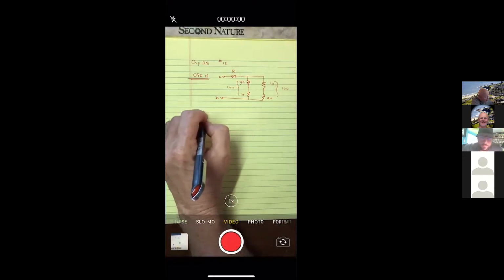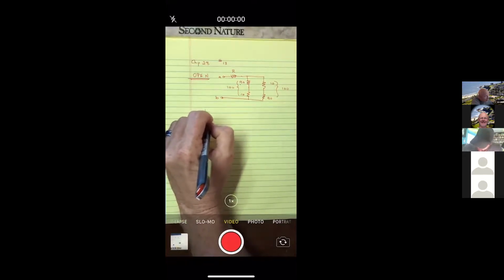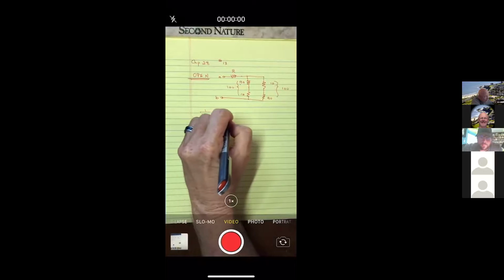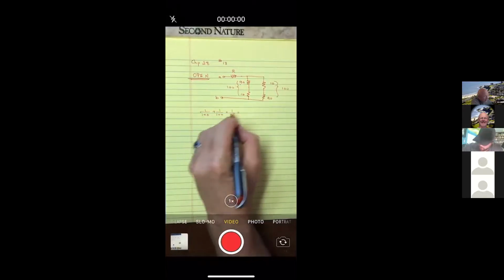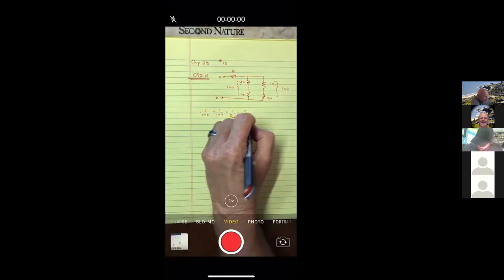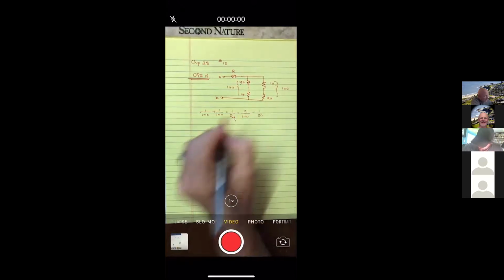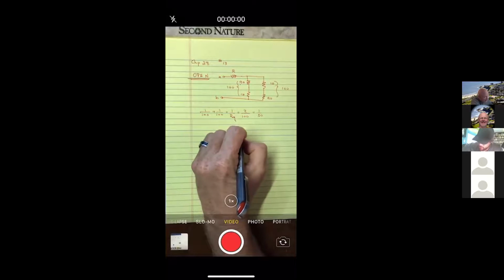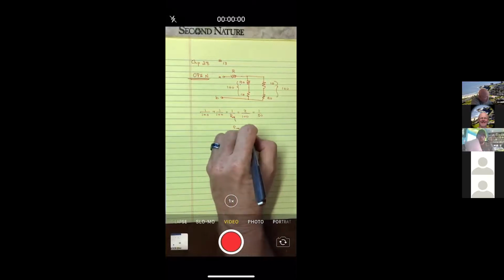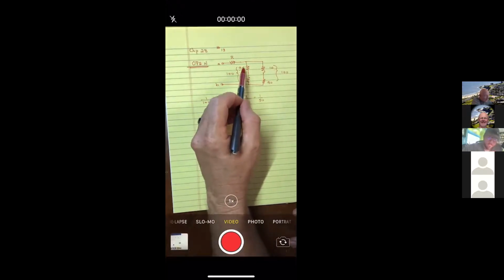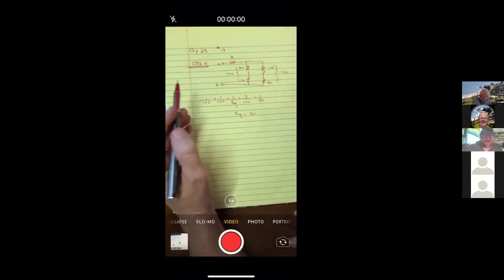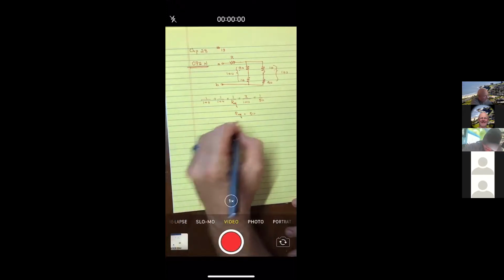I'll show you here. If I go 1 over 100 plus 1 over 100 equals 1 over the equivalent. 100 plus 100 is, of course, 2 over 100, which is 1/50th. So this is saying that with the switches in the open position, these four, the 90, the 10, and the 90, are equivalent to 50.